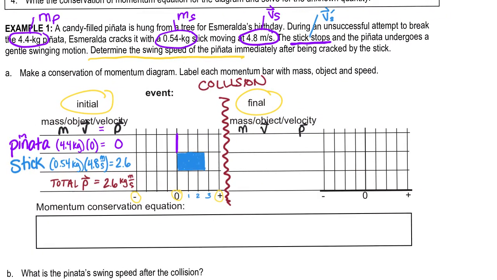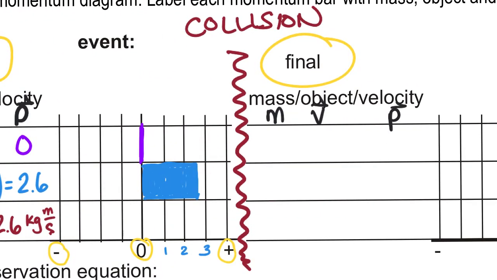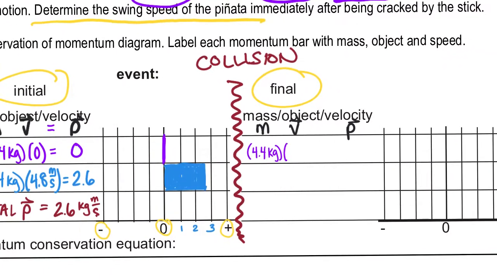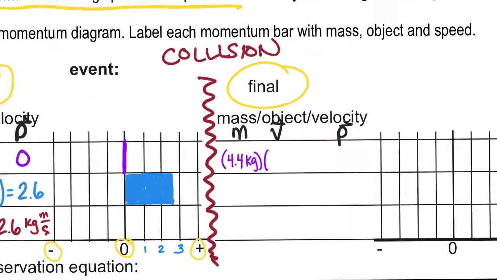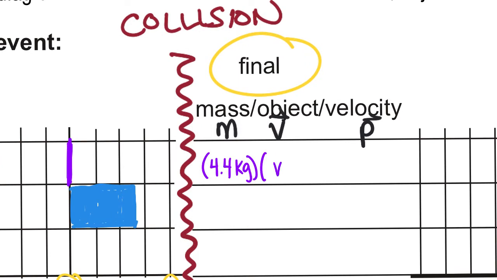So, for the piñata, my mass is still 4.4 kilograms. So I'm going to write that in, 4.4 kilograms. My new velocity for the piñata, if I look on here, that's actually what I'm solving for. So I don't have a number for that, so I'm going to have to just write my variable in. It's going to be the new velocity, which means I give it that little prime mark, and it's for the piñata, okay? So that's my variable, and I can't calculate a momentum because I don't know the velocity.